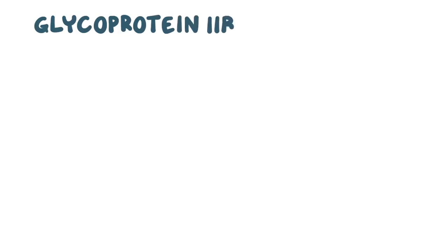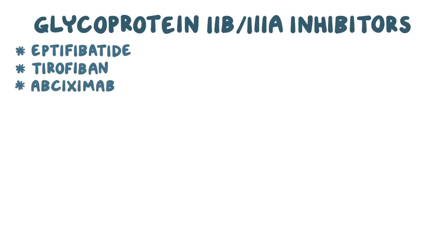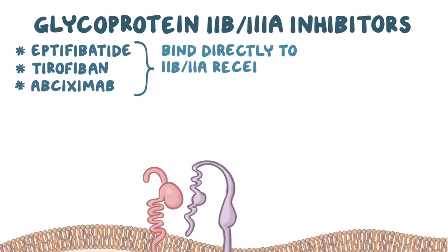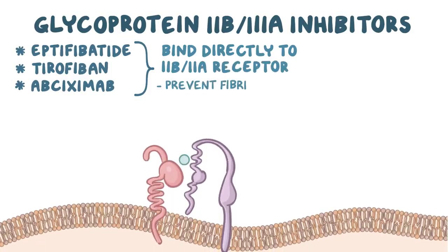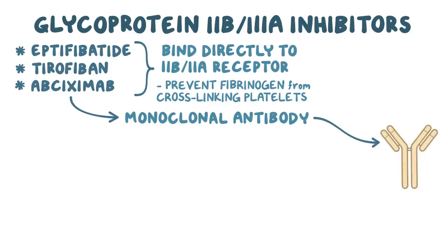The next step, platelet aggregation, is inhibited by the glycoprotein 2b/3a inhibitors eptifibatide, tirofiban, and abciximab. These medications work by binding directly to the 2b/3a receptor and prevent fibrinogen from cross-linking platelets together. The medication abciximab is a monoclonal antibody, or identical proteins made by the immune system that bind to a specific antigen.